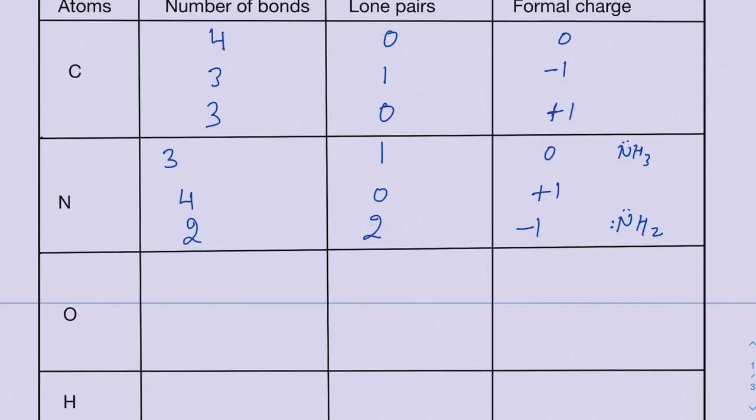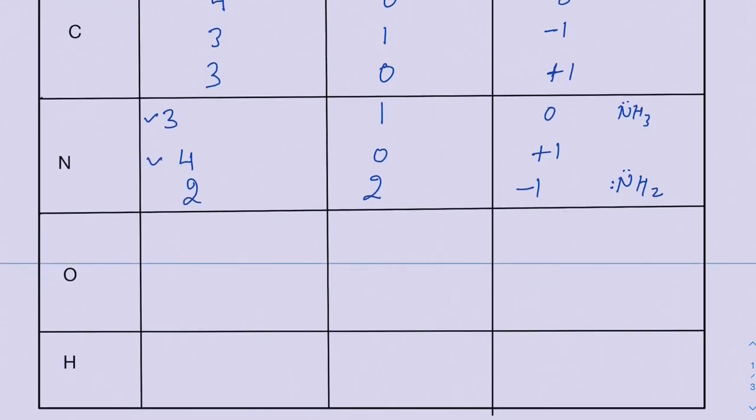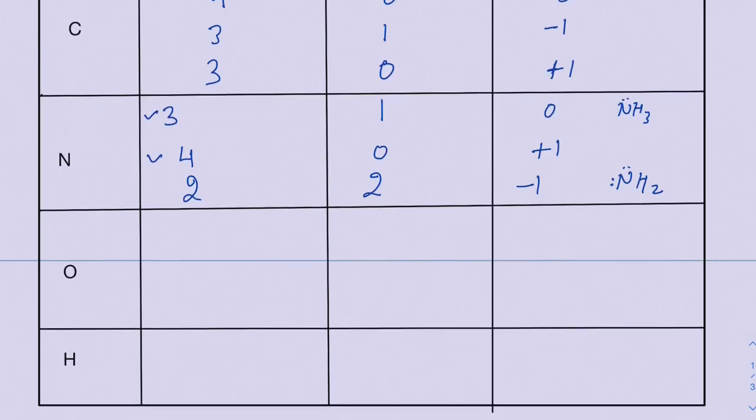So most commonly that's what you're going to be seeing. For the carbon, you can see all 3 possibilities. You must have 4 bonds in order to have a 0 formal charge, but you could see 3 bonds with 1 lone pair or 0 lone pairs, and they would have different formal charges. For the nitrogen, you would see 3 bonds. This one is very common. 4 bonds is also very common. This 2 bonds, you will see in organic chemistry.